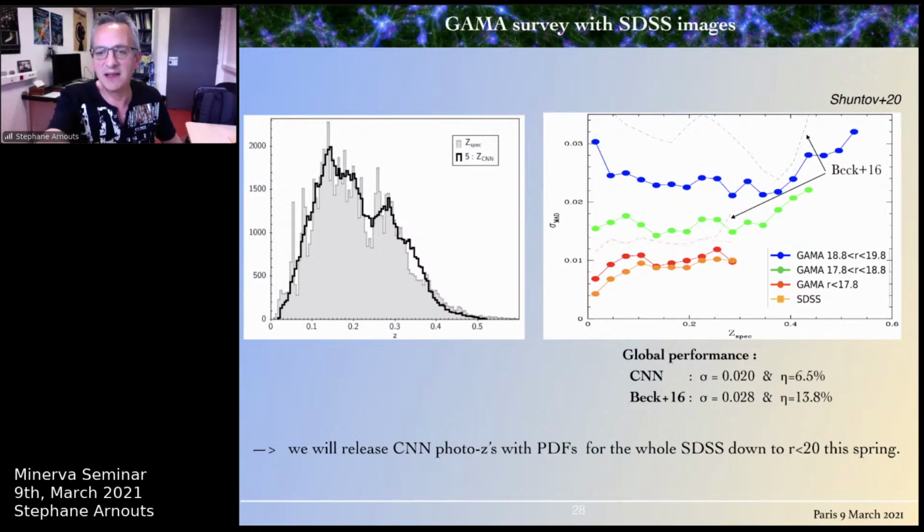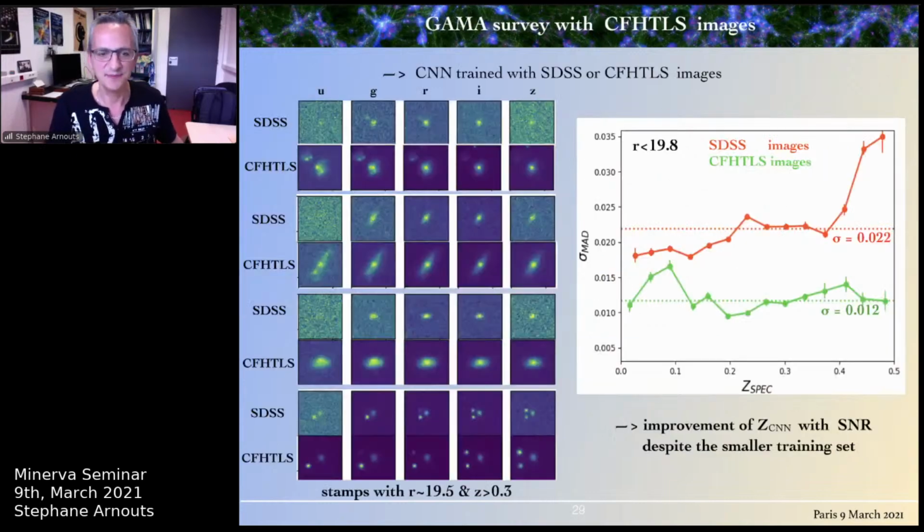So basically, you get about 0.025 for the faintest magnitude bins. Which is quite good compared to the result from Beck. There is still an improvement, which is not negligible. So that's why we decided to release all of the SDSS. We are using the 20 million sources brighter than r=20. And we will release the full SDSS photometric redshifts with this CNN and their PDFs probably this spring, as we need quite a lot of space and computing power for that.